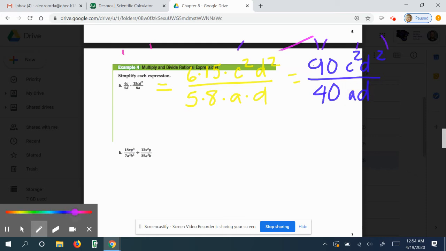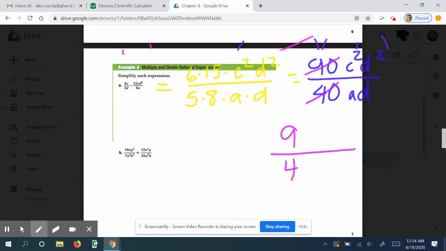Now, you might think we're done, but now we can simplify a little bit. What number comes out of both 90 and 40? Well, 10 comes out of both of them, so I'm going to have a 9 on top and a 4 on bottom. Then I ask, do I have any c squareds in the bottom? I don't, so I have c squared on top. I notice that I have a d squared on top and a d on bottom, so I'm going to drop that power down by 1. I'm going to get rid of that d. And so now I just have a d on top, then I have an a on bottom.